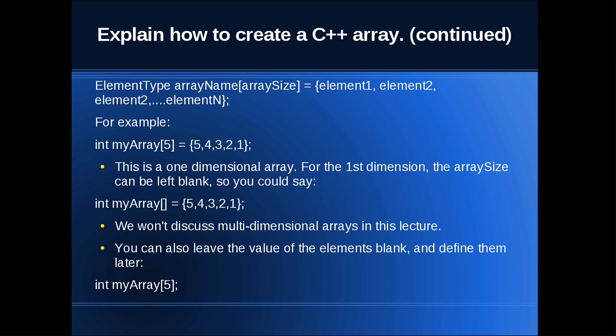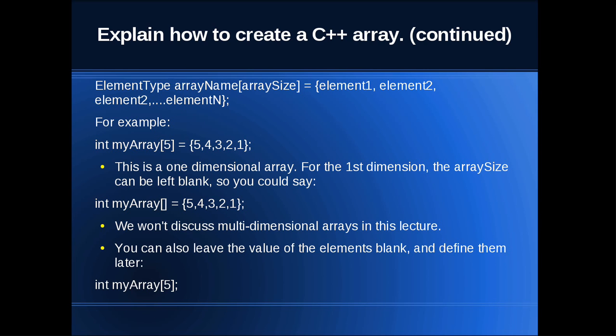For the first dimension, the array size can be left blank, so you could just say int space my array open bracket close bracket, just leave the brackets empty, equals curly brackets 5 comma 4 comma 3 comma 2 comma 1 close bracket semicolon. So if it's just a one-dimensional array, you can actually leave the size of the array blank and just define the elements in the curly brackets. If it's a multi-dimensional array, you do have to state the size of any dimension past the first dimension. But we won't discuss multi-dimensional arrays in this lecture. That'll be for a later lecture.